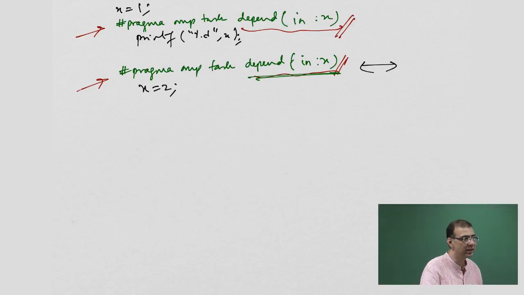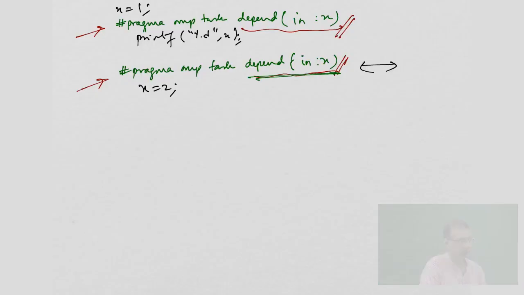So these two tasks can execute in parallel. Any one of them may finish earlier. So in this case, depending on which order they execute in, you might see the output 1 or 2. Okay?